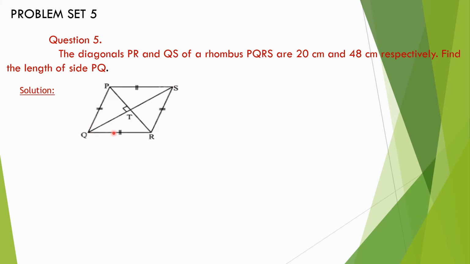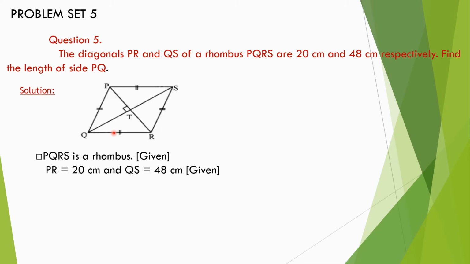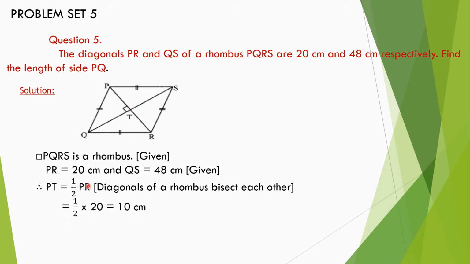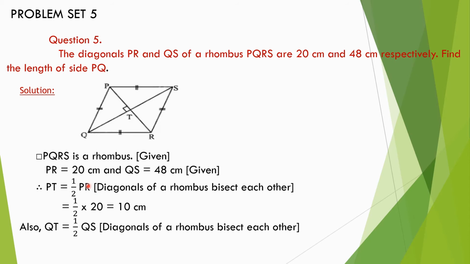Solution: PQRS is a rhombus and PR is equal to 20 centimeter and QS is equal to 48 centimeter. Here PR is equal to 20 centimeter. Then how do we find PT? The diagonals of a rhombus bisect each other. Therefore PT is equal to half into PR, that is half into 20 is equal to 10 centimeter. And also QT is equal to half into QS, since diagonals of a rhombus bisect each other, that is half into 48 is equal to 24 centimeter.